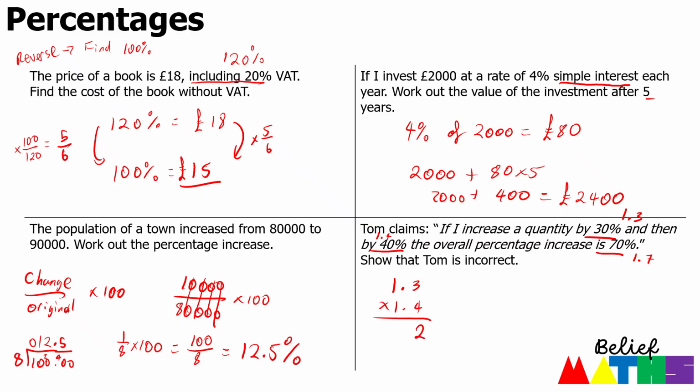So 4 times 3 is 12, so 2 carry 1. 4 times 1 is 4, plus 1 is 5. Bring down your 0, 3, 1. If we add those together, you get 182. Putting our decimal point back in, we get 1.82. And 1.82 is not the same as 1.7, so we know he's wrong. 1.82 is actually an 82% increase. And the reason that happens is because we're not increasing 100% by 40%, we're increasing 130% by 40%. So it's an 82% increase.